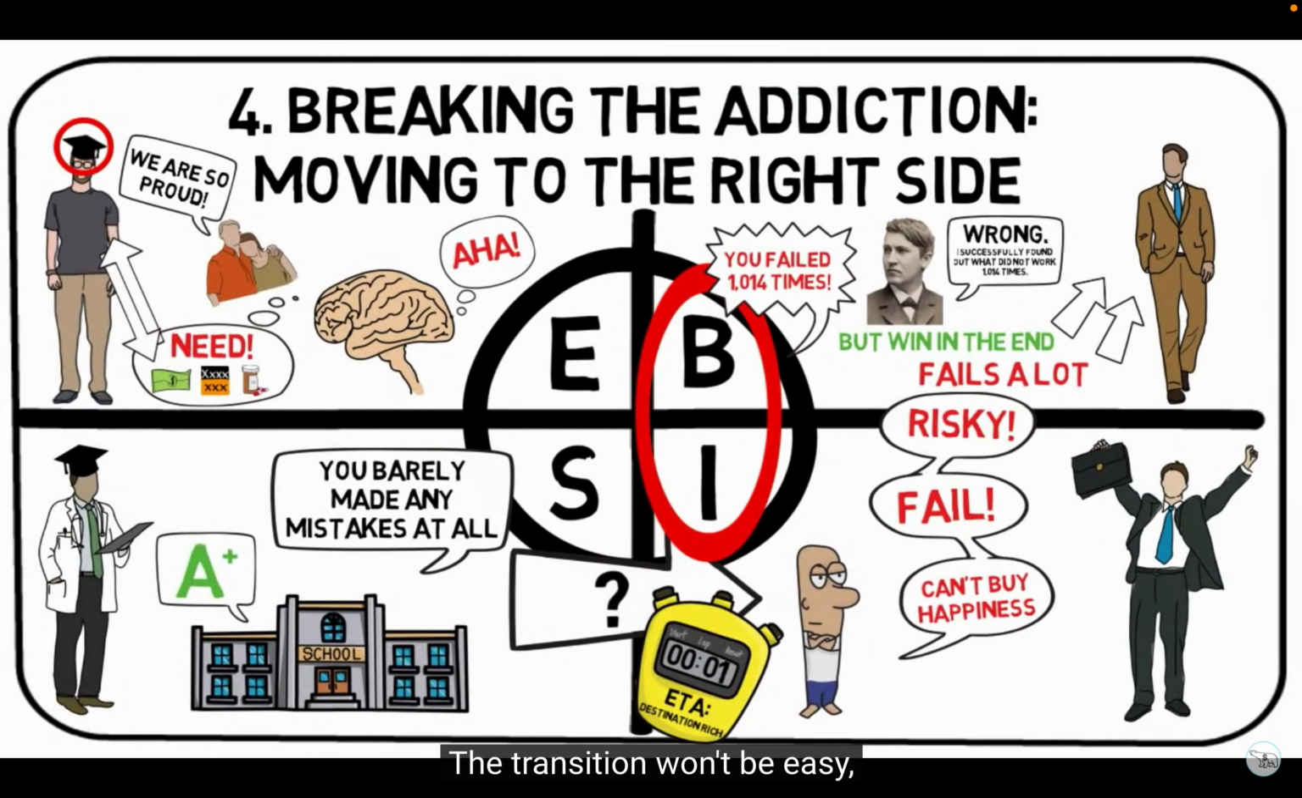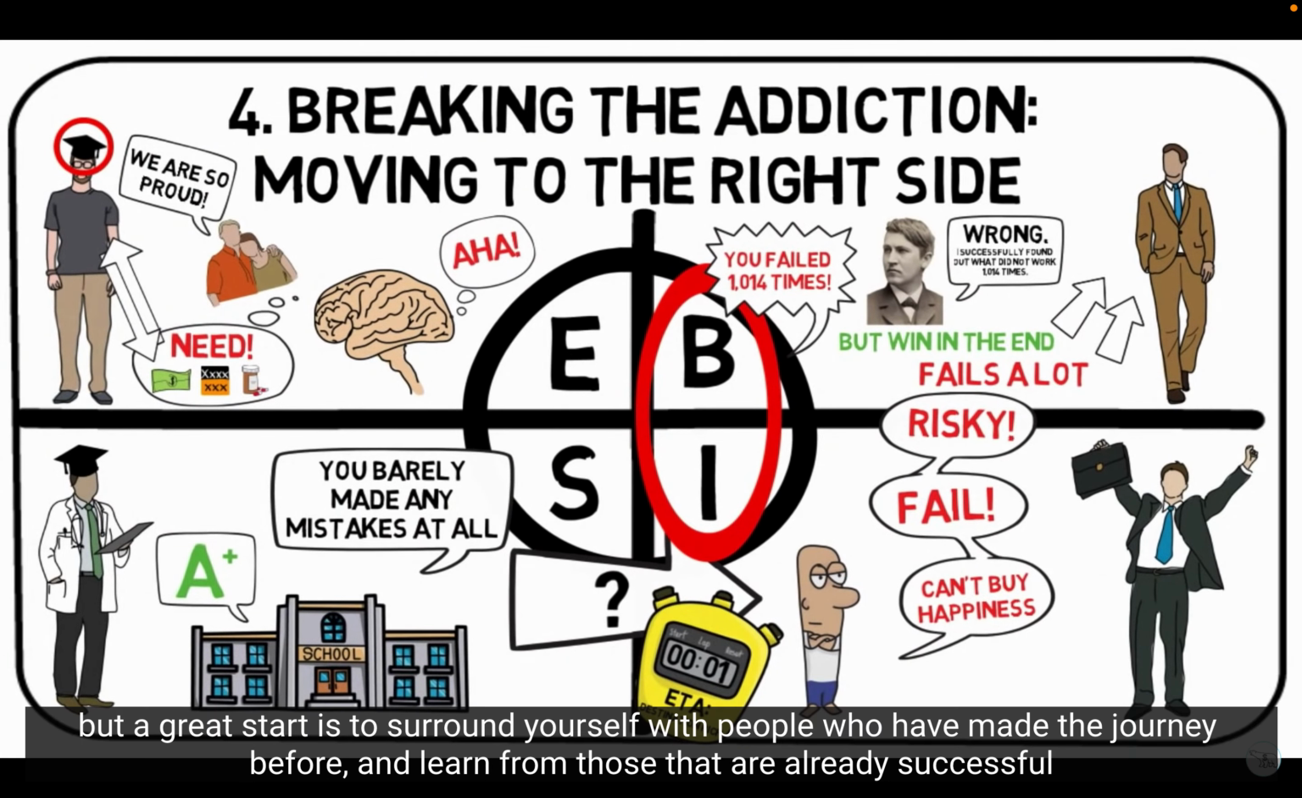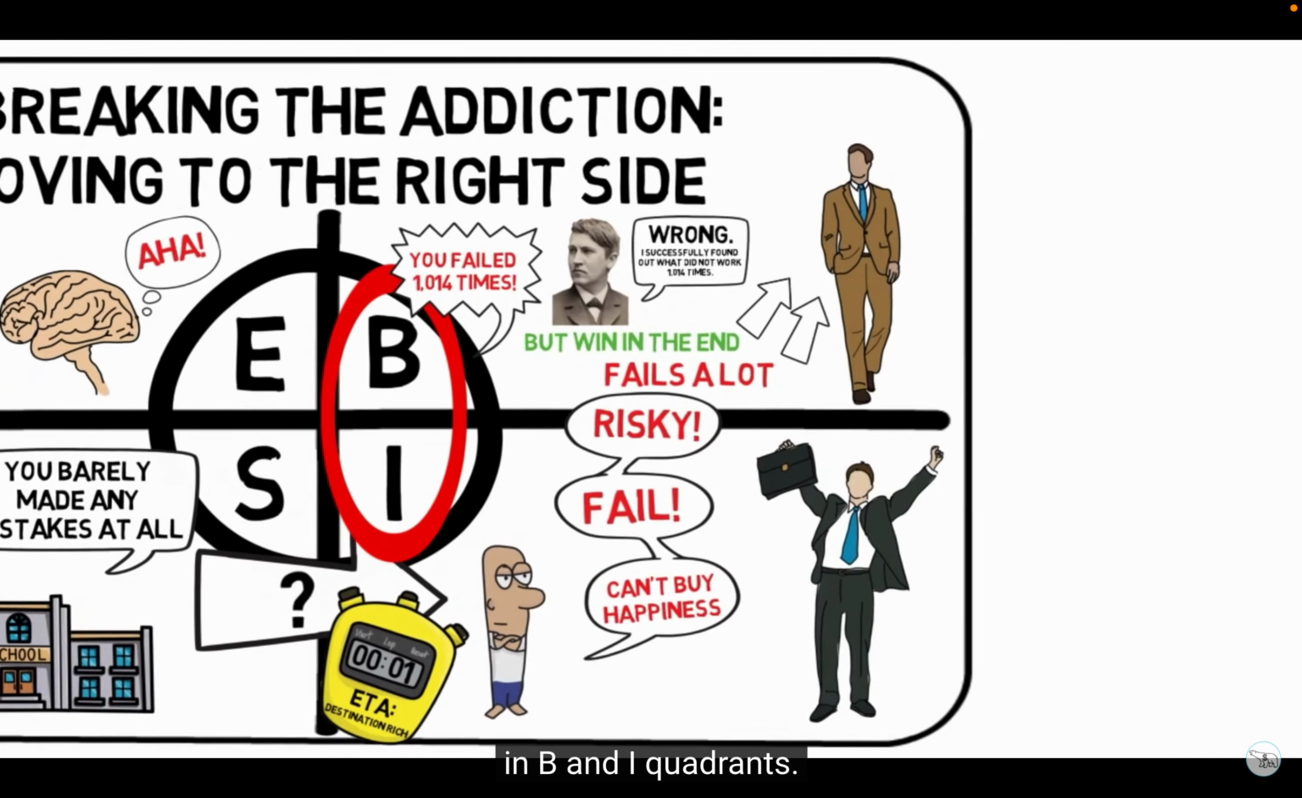The transition won't be easy, but a great start is to surround yourself with people who have made the journey before and learn from those that are already successful in the B and I quadrants.